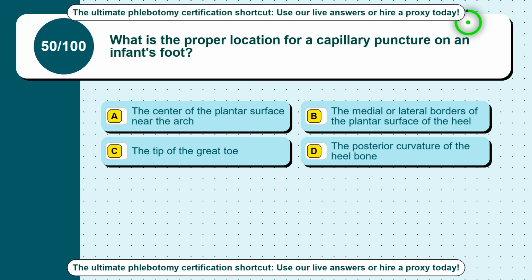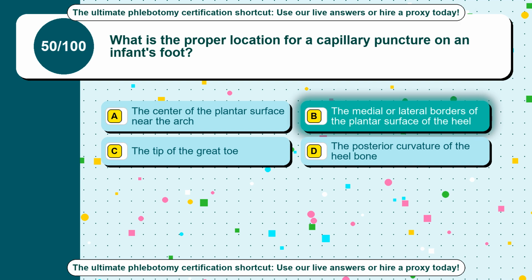Question 50. What is the proper location for a capillary puncture on an infant's foot? Option A. The center of the plantar surface near the arch. Option B. The medial or lateral borders of the plantar surface of the heel. Option C. The tip of the great toe. Option D. The posterior curvature of the heel bone. The correct answer is option B.